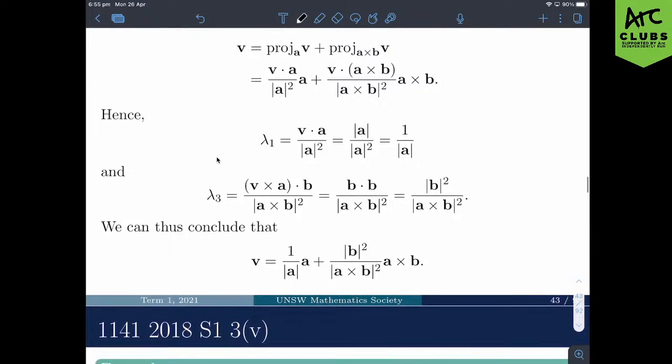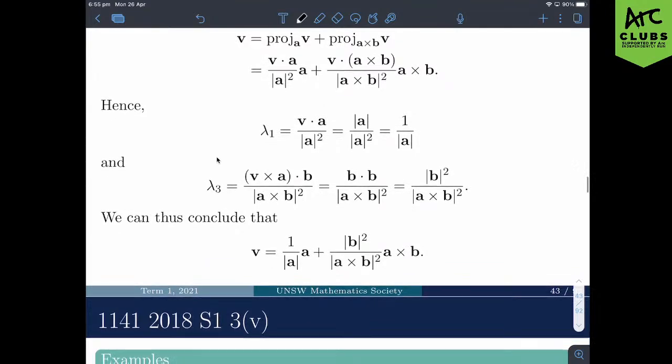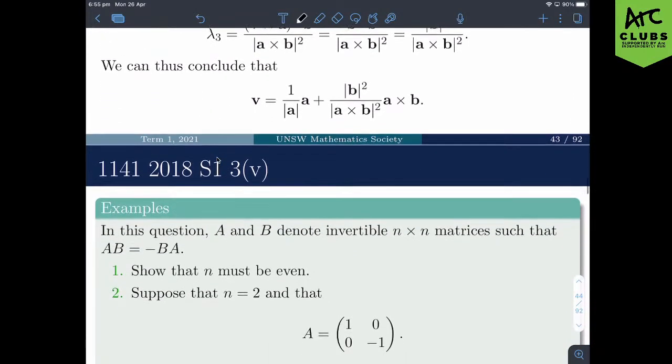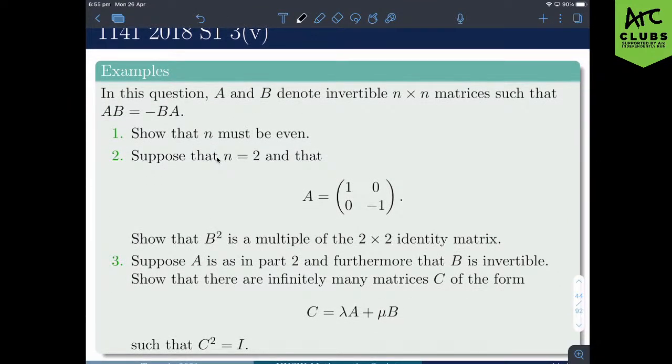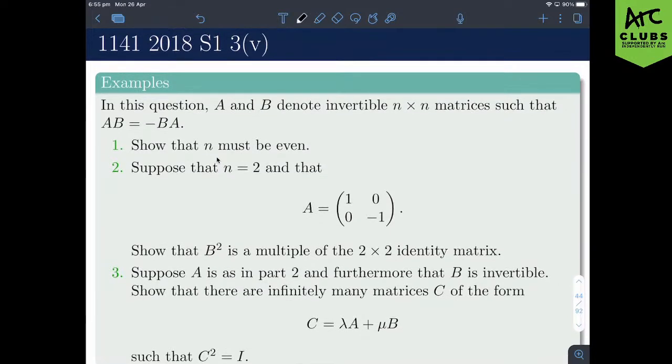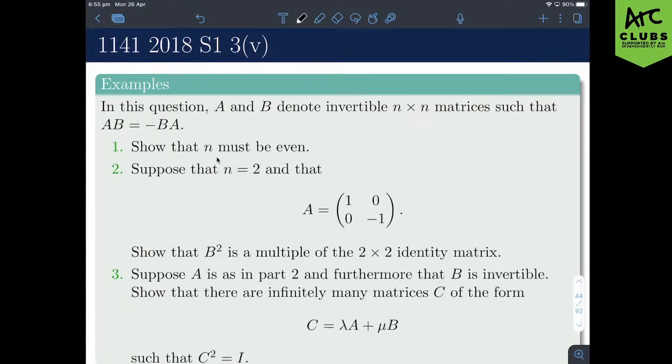So now we have nicely our linear combination of V in terms of A, A cross product B, and B, I guess, somewhere. Anyways, next question. This is going to be our final question. In this question, A and B denote invertible n by n matrices, such that AB is equal to minus BA. And we want to show that n must be even.